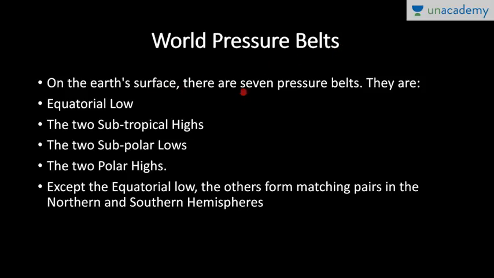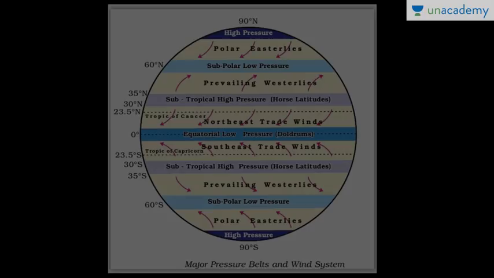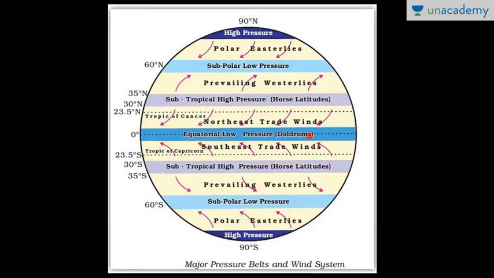On the Earth's surface, there are a total of 7 pressure belts. You can see it here. This one is the equatorial low pressure belt, right? This is one pressure belt. Then two pressure belts, one in each hemisphere, that is the subtropical high pressure belt in the northern hemisphere and the one in the southern hemisphere. Then the subpolar low pressure belt, again two, one in each hemisphere, right? Subpolar low pressure belt in the northern and southern hemisphere. Then coming on to the high pressure, that is at the north pole, and then again at the south pole. So in total there are 7 pressure belts.